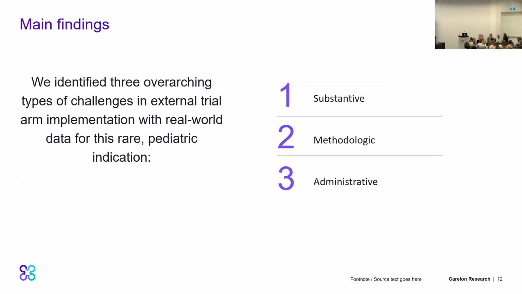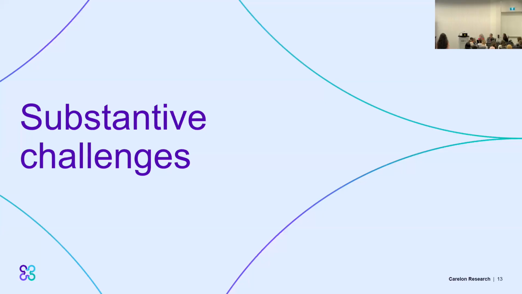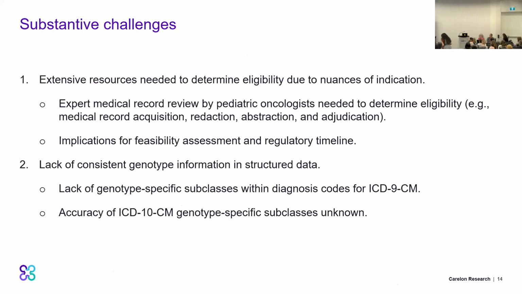There were 3 general types of challenges which are interrelated and often overlapping. They were substantive, methodologic, and administrative challenges to carrying this out. The substantive challenges mostly stemmed from the nuances of the indication. Structured data alone were insufficient to determine eligibility for this study, which meant that we had to get expert adjudicators, go through medical record acquisition processes, and review the records, redaction, adjudication, that whole process, which is resource intensive, just to be able to find out that we didn't have enough patients.